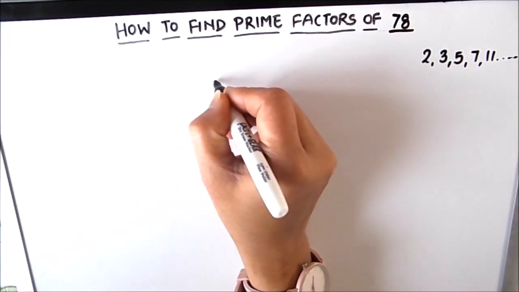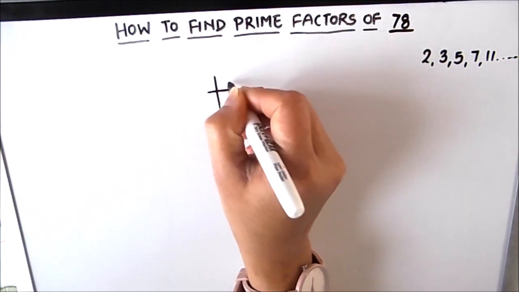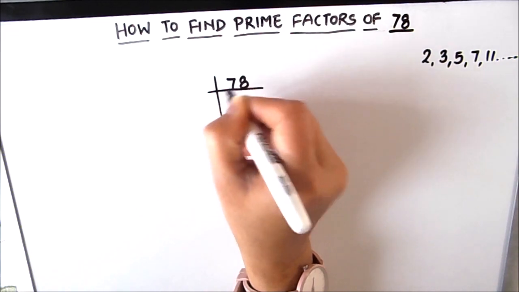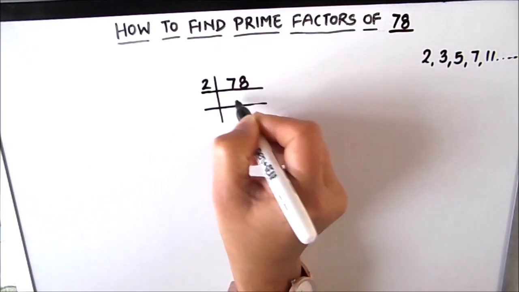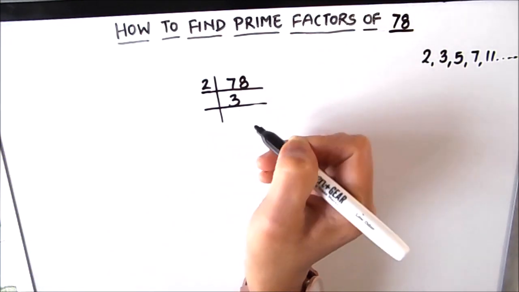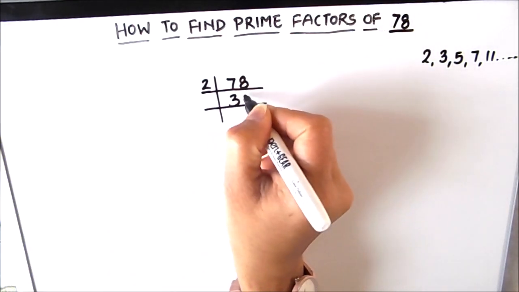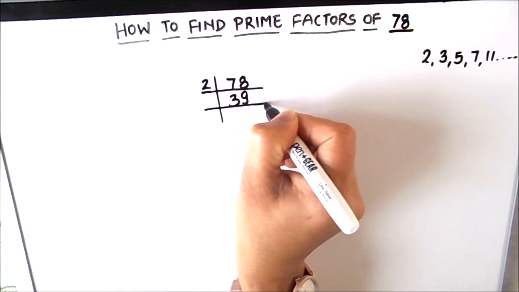So we'll start by dividing 78. As 78 is an even number, we can divide it by the first prime number 2. 2 times 3 is 6. 1 is remainder. This becomes 18. 2 times 9 is 18.